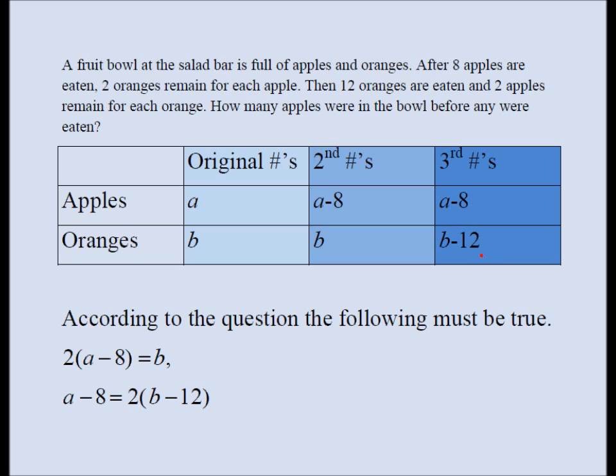So what do we have under the third set of numbers? The number of apples didn't change the third time around, but the number of oranges did, and after 12 oranges were eaten, we had only B minus 12 oranges in the bowl. So originally we had A apples and B oranges. Then in the middle, or the second time around, we had A minus 8 apples and B oranges. And the third time around, or at the final stage, we had A minus 8 apples and B minus 12 oranges.